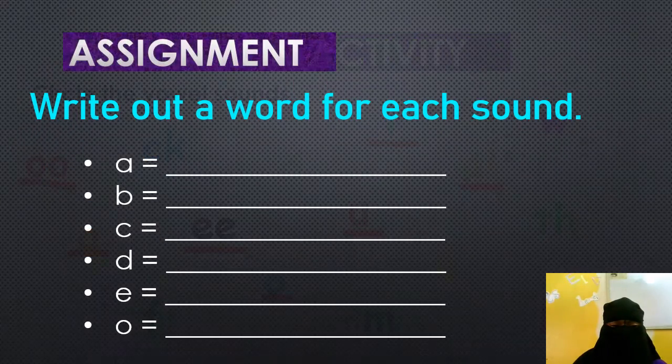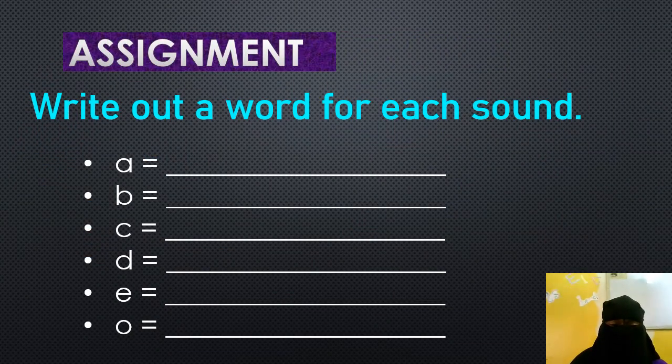So we're going to look at this assessment. You're going to do that in your books and send them for marking. Write out a word for each sound. You're going to use your dictionary, or any of your reading books, or any word you know. So we have different sounds here. The first one is A. Is it a vowel or a consonant? Write out a word for it. A, B, K, D, E, O.